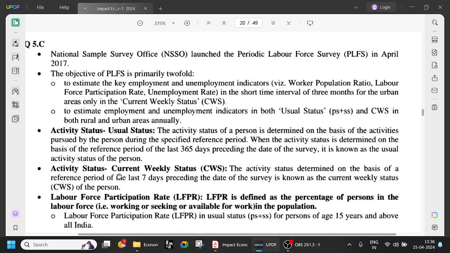Activity status, current weekly status: the activity status determined on the basis of a reference period of the last 7 days preceding the date of survey is known as current weekly status. So, the last 1 year is the usual status, and the last 7 days is the current weekly status. Current weekly status is mostly for urban areas, and usual status is for both urban and rural areas.